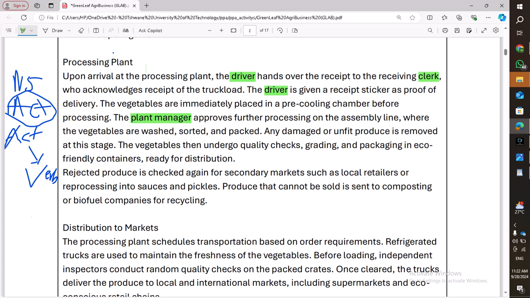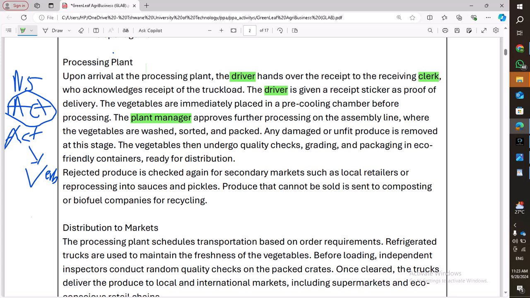Rejected products are checked again for a second market, such as a local retailer, or processed into sauce and pickles. Products that cannot be sold are sent to a composting or biofuel company for recycling.